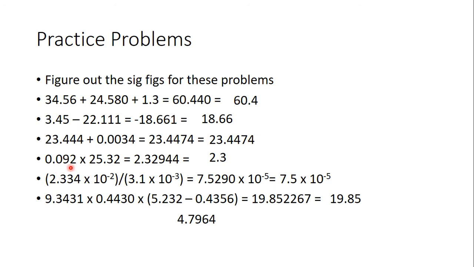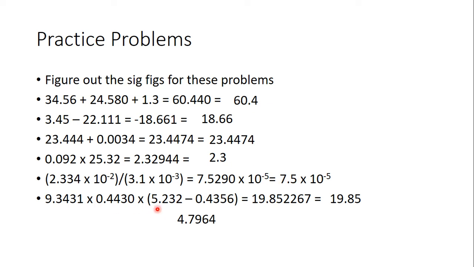Now we're doing multiplication. This only has 2 sig figs because remember, these zeros are insignificant. Multiplied by 4 sig figs, our answer needs to have 2 sig figs. Division, 4 sig figs, 2 sig figs, should have 2 sig figs.